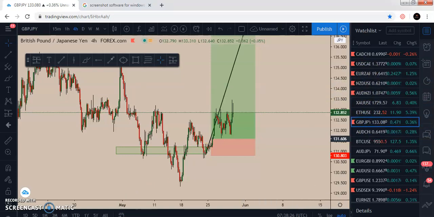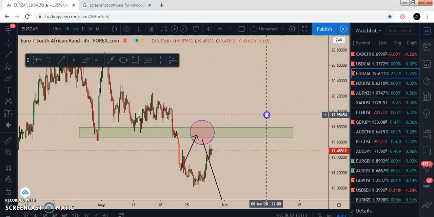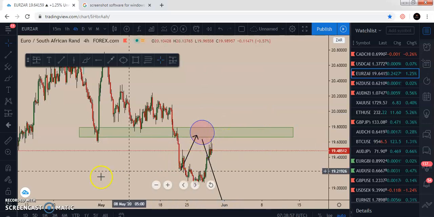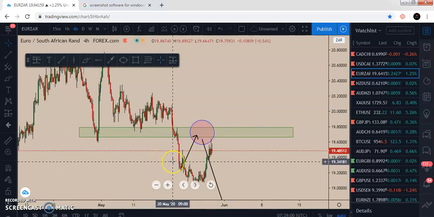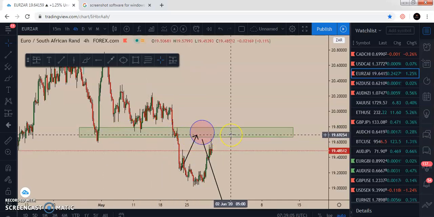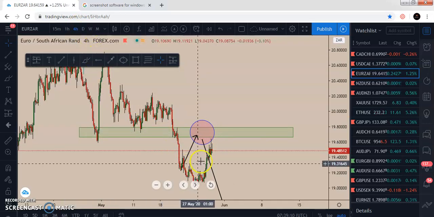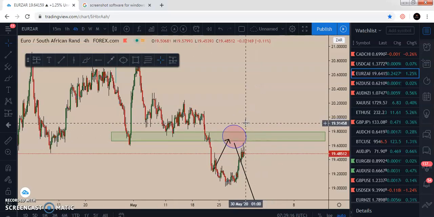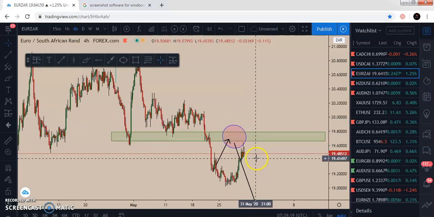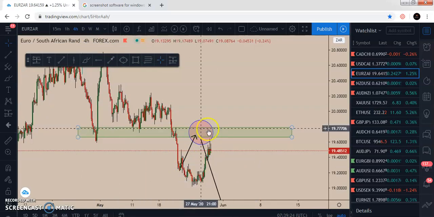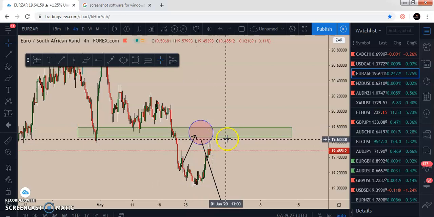Now the next pair on our watch list is Eurozar. As you can see, this pair, what were we expecting? We were expecting a move to this area we identified from the daily time frame. And as you can see, the market is currently going to that area, and immediately it hits that area, that doesn't mean we're going to take our entry immediately. No. Once it gets to this area, there are other things we'll look out for from the 4-hour time frame. For it to get to this area means what we saw from the daily time frame is satisfied.